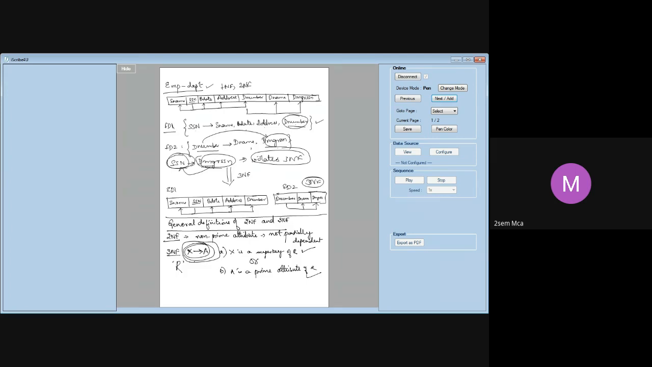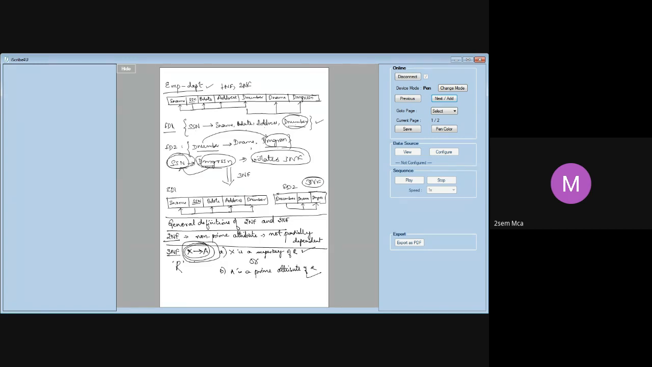Either all the functional dependencies are full functional dependencies. That's one way of stating it. The second way of stating what we said: none of the functional dependencies should be partial dependencies. That is the second way of stating it. Okay, that is second normal form.